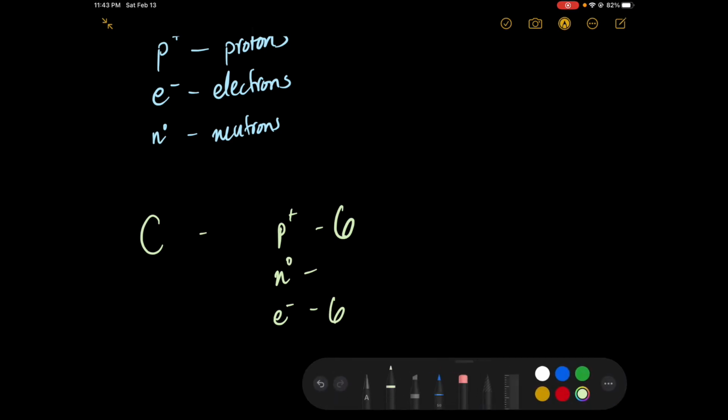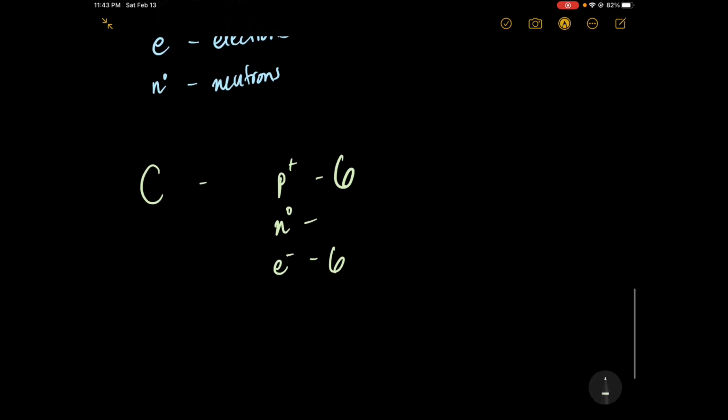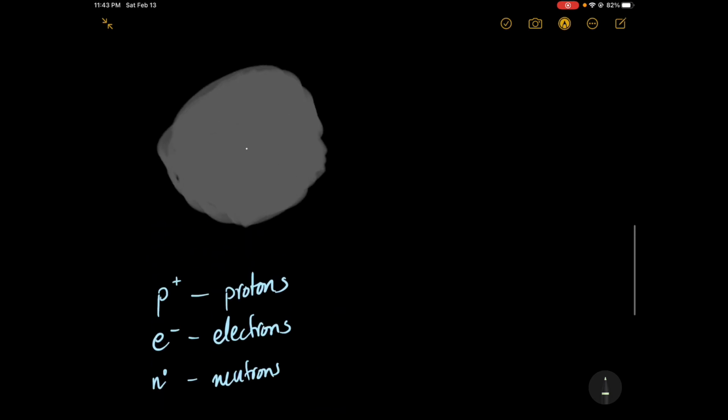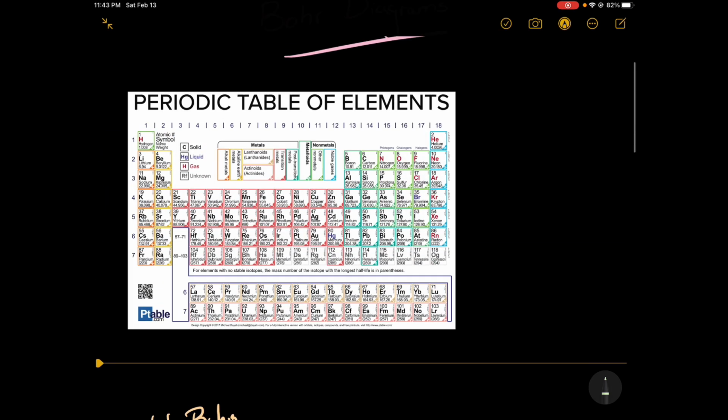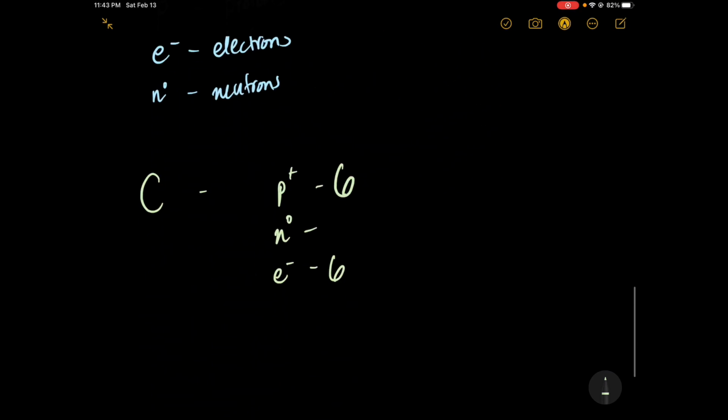Another thing you want to recognize is the number of rings your carbon atom is going to have. The number of rings is just the row number. Hydrogen and helium are in the first row. Lithium, beryllium, boron, carbon, nitrogen, oxygen, fluorine, and neon are all in the second row, and so on. This means carbon is going to have 2 rings.